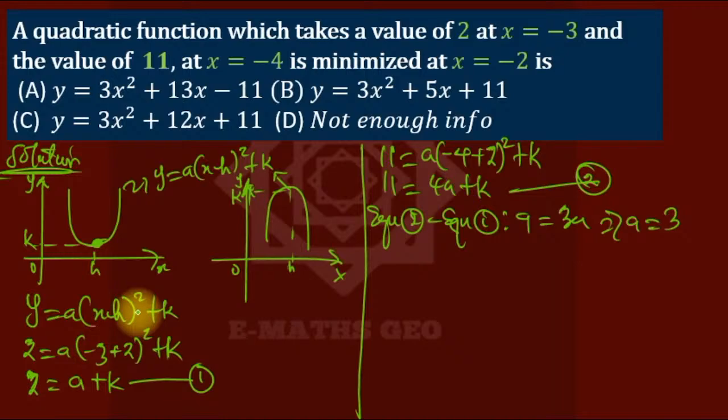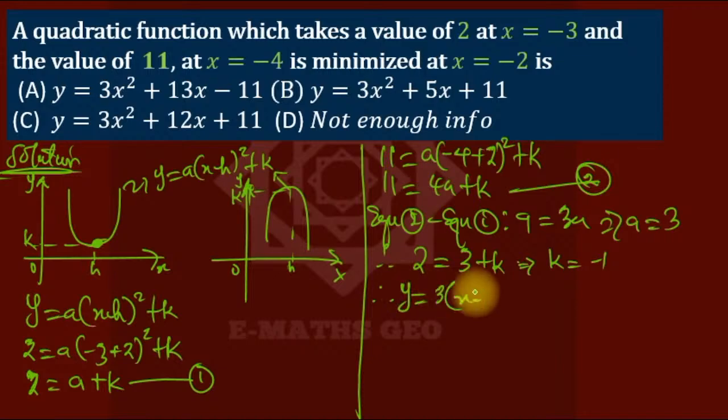So we choose any of them to get the value of a. If I choose equation 1 and substitute, we have that 2 is equal to a plus k, with a being 3. That implies that k is now 2 minus 3, which is minus 1. We've gotten all the unknowns, so we'll now go back. The function is now y equals 3 times (x minus 2), remember minus -2 is plus 2, all squared, plus k.